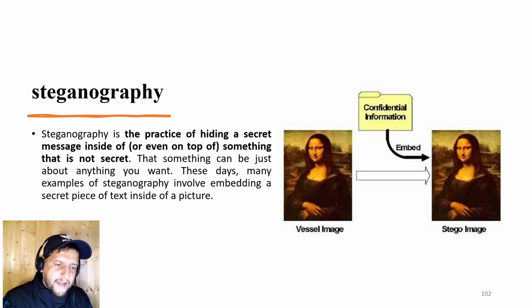Steganography is hiding a secret message inside, or even on top of, something that is not secret. That something can be just about anything you want. These days, many examples of steganography involve embedding a secret piece of text inside a picture. Like, in the picture, you hide something.